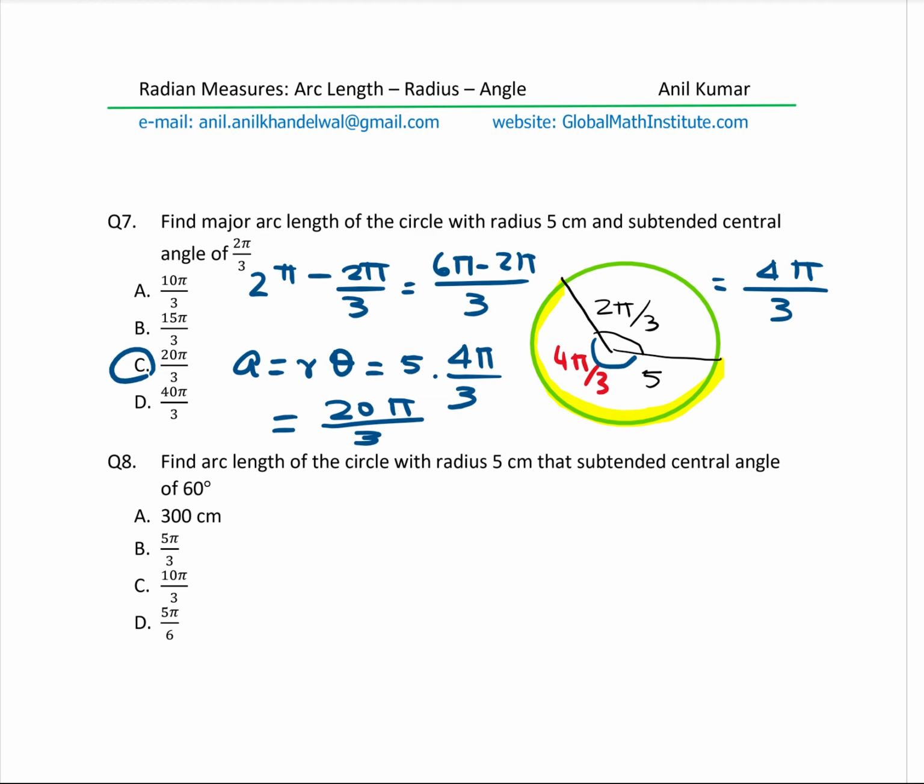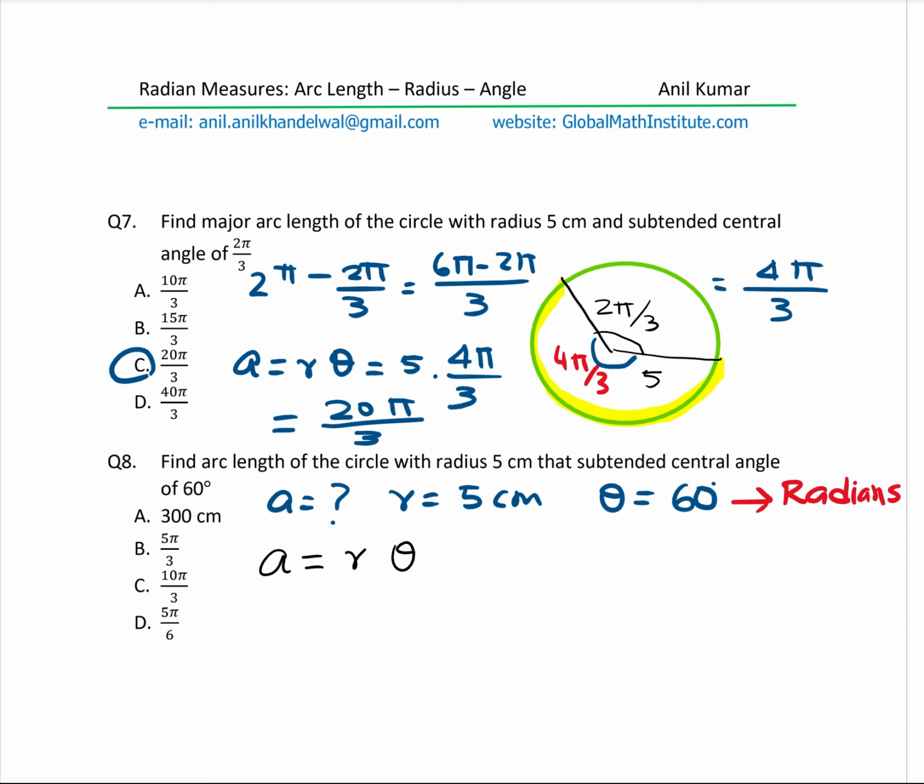Now let's see question number 8. Find the arc length of a circle with radius 5 centimeter that's subtended by a central angle of 60 degrees. Now we need to find the arc length A with radius 5 centimeters, but the angle is given to us in degrees. So important step here is to convert to radians. That is the first step which you should be doing, and then you should be solving the question. Then only you can apply the formula A equals r theta, right?